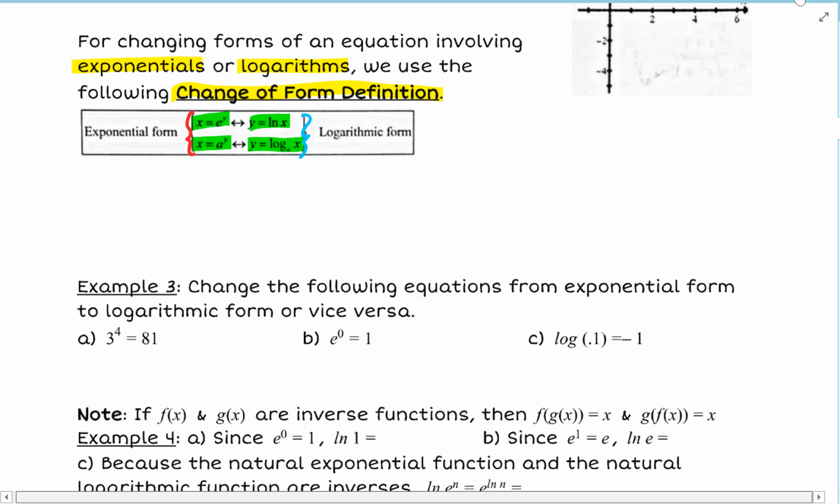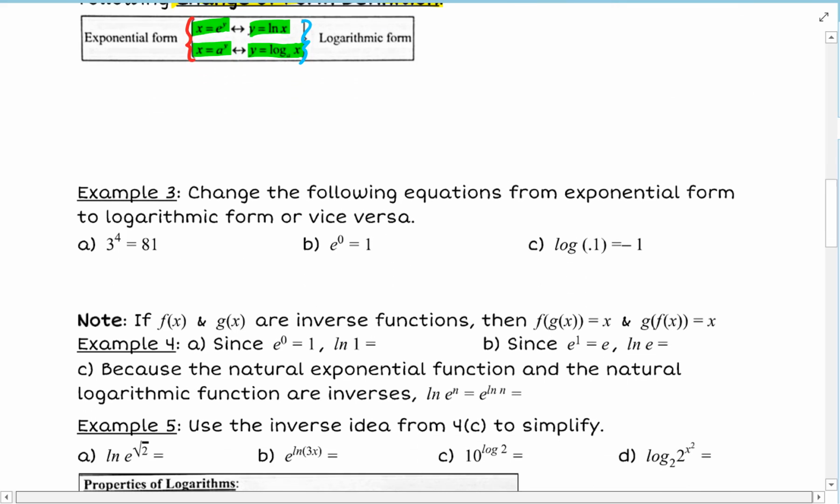Change the following equations from exponential form to logarithmic form, or vice versa. So you have 3 to the 4 is equal to 81. That's in exponential form. A to the y is equal to x. So in logarithmic form, we would write y is equal to log base a of x. So 4 is equal to log base 3 of 81.